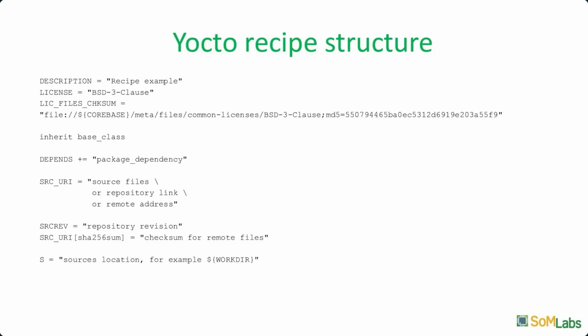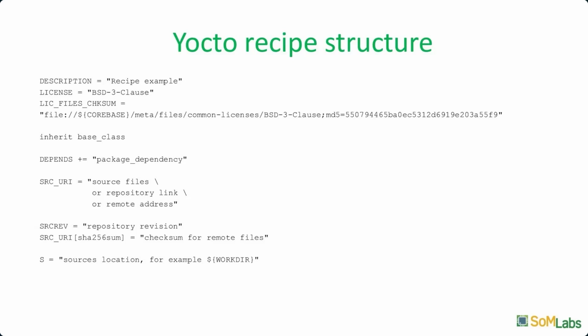We also define the source location. It may be local or at some remote GitHub repository, depends. We can also define the revision of a particular code version and also provide a checksum if we download something remotely, to assure that everything is correct and the files are not damaged. And we also define where the source code is stored locally after download.